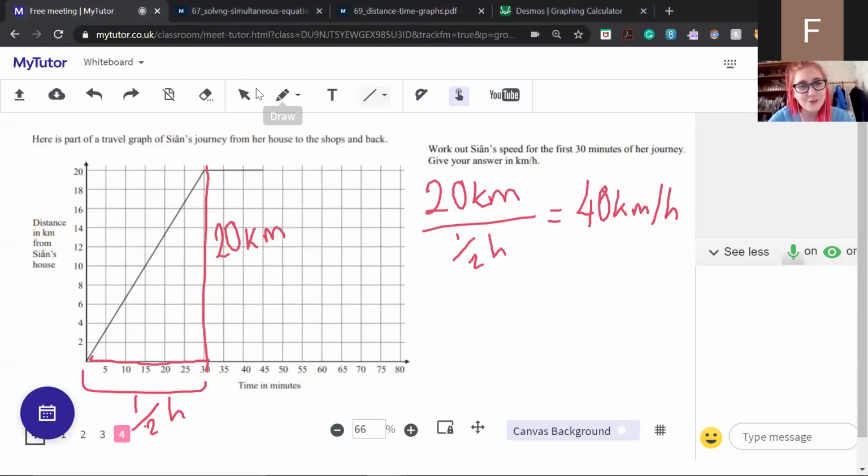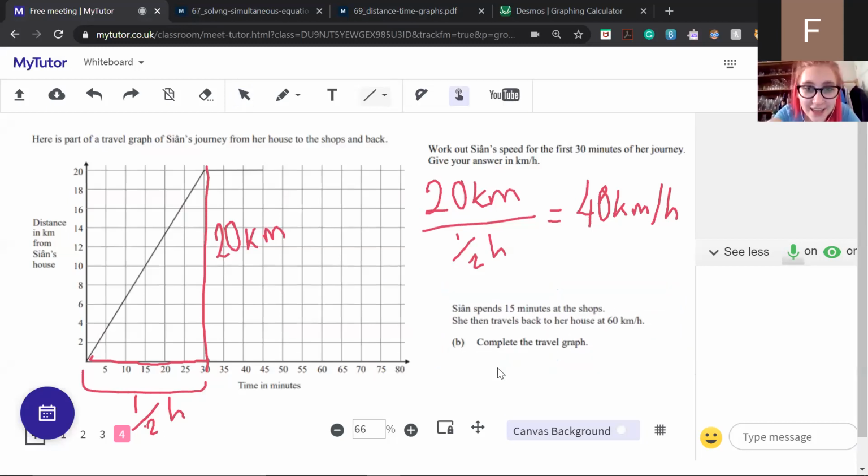So we've got some more drawing on the graph coming up. Sean spends 15 minutes at the shops. Well, we can see that, look. 3 of these boxes represents 15 minutes, and she's up here for 3 boxes. So that's her at the shops. And then she travels back at 60 kilometers per hour. And we want to complete the graph.